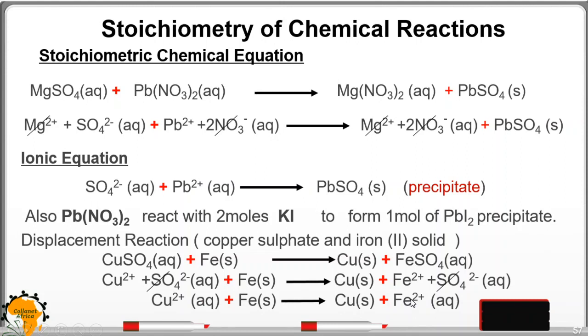iron ions. Remember, don't forget to put the state symbols, okay, and don't put an equals sign. It is always given with an arrow, not an equals sign.